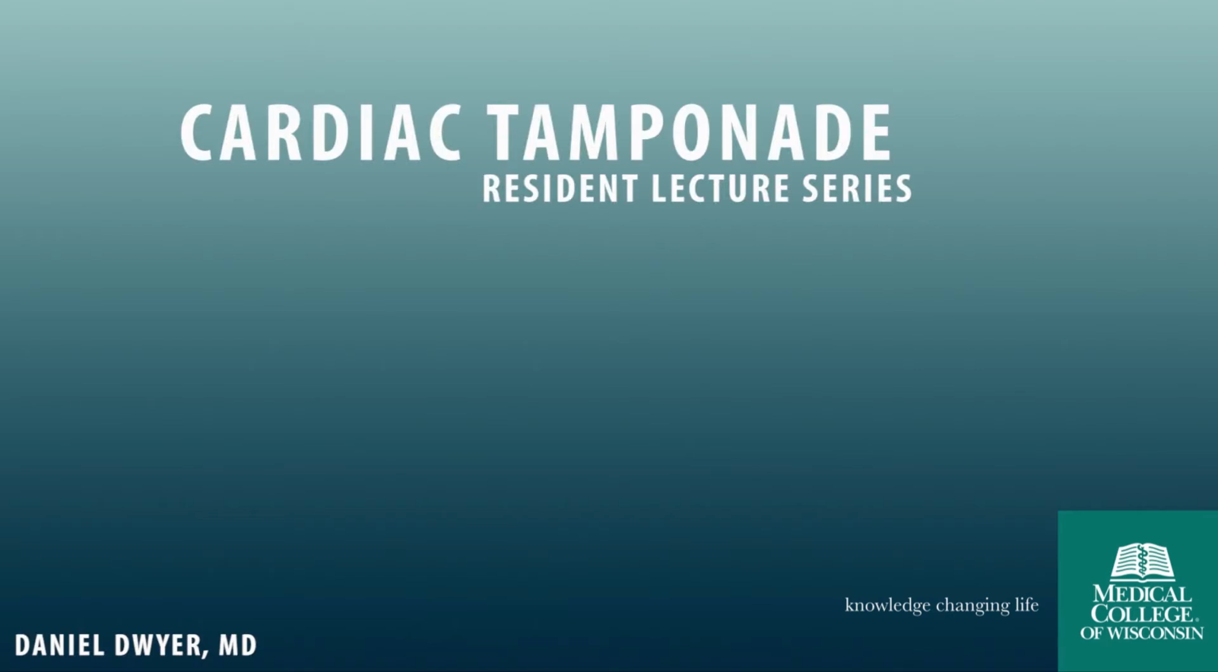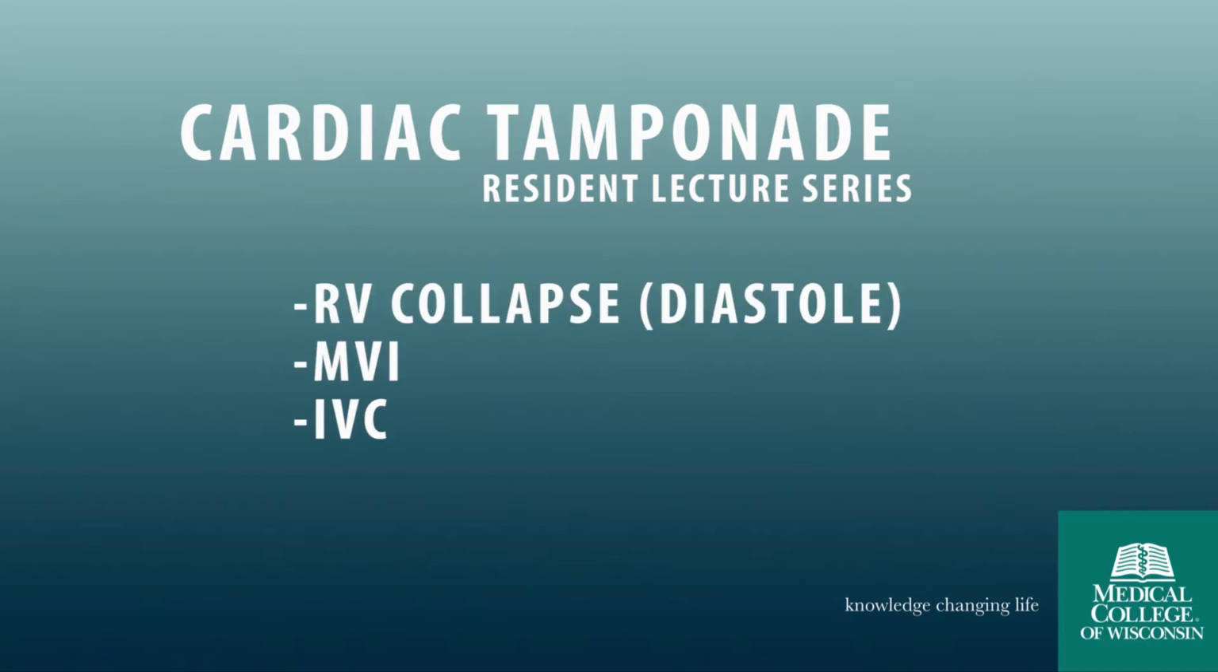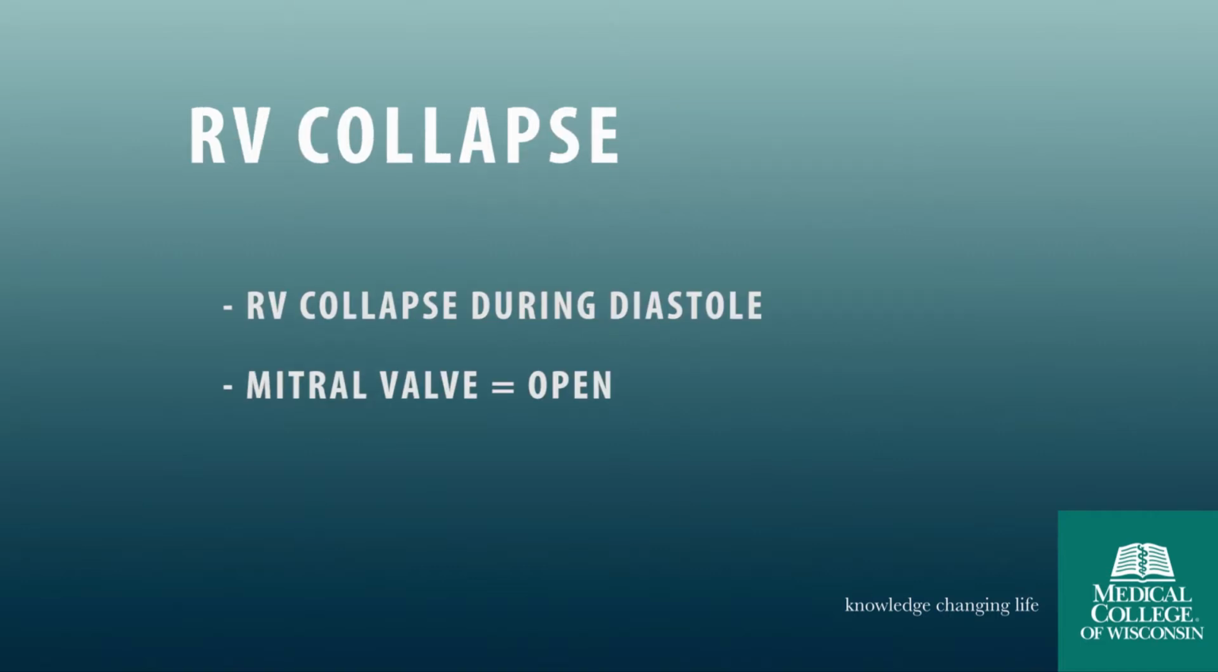This is a video on cardiac tamponade. This video is not about pericardial effusions or identifying them, so please see a different video for that. We will cover right ventricular collapse during diastole, mitral valve inflow variation, and IVC analysis. RV collapse is supposed to be between 75 and 85% sensitive and between 80 and 100% specific.